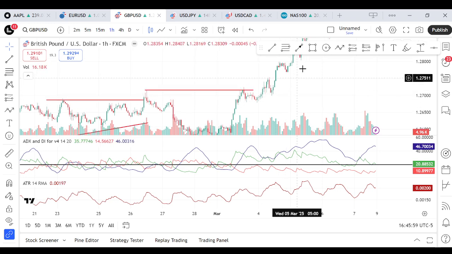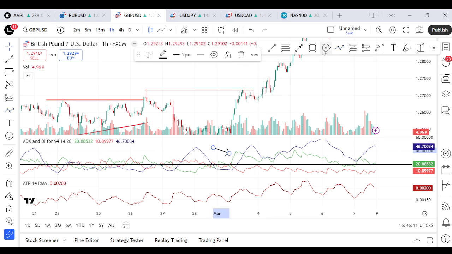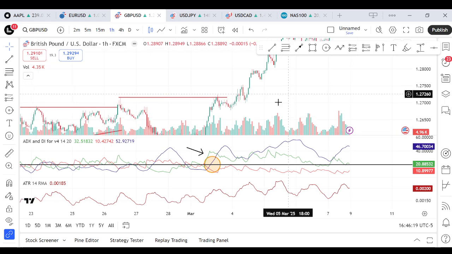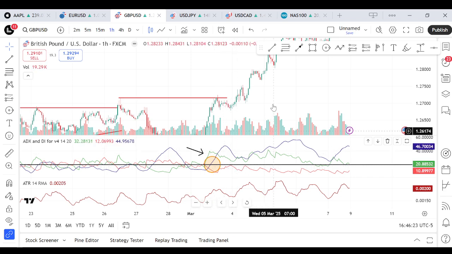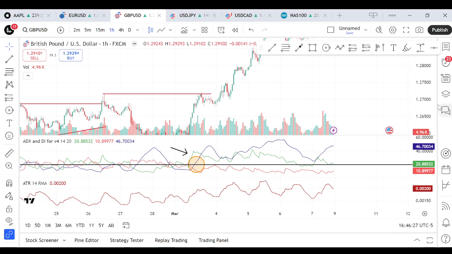Now we have confirmed that we are in a bullish trend using our price action. Also, we can see here that the positive DI is above the negative DI, and the ADX is above the 25 level. So this is a strong bullish trend, and we are indeed in a bullish trend because the positive DI is above the negative DI. So we should be looking to just place a buy entry based on price action.